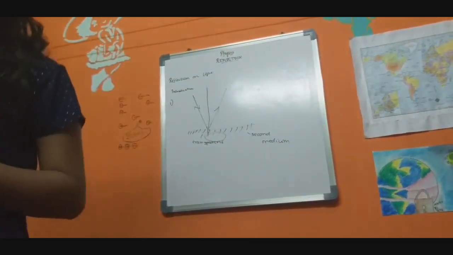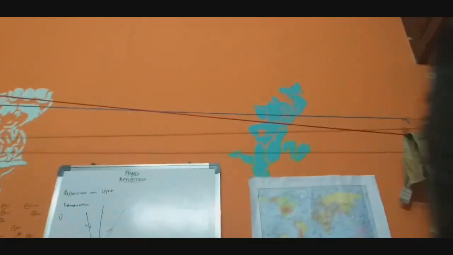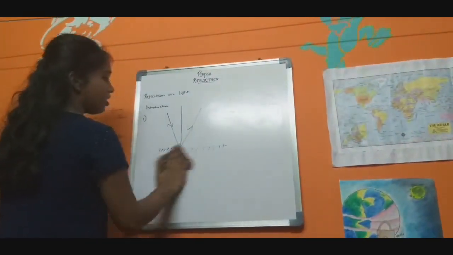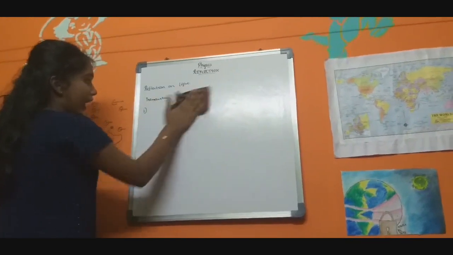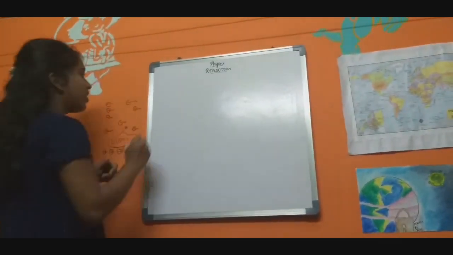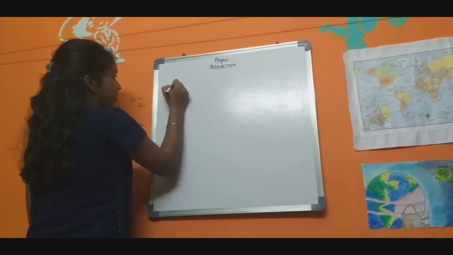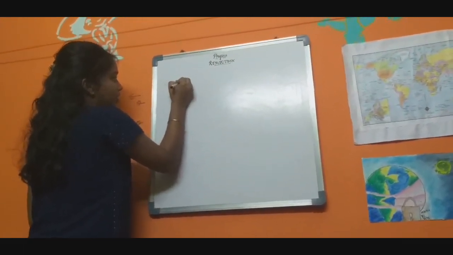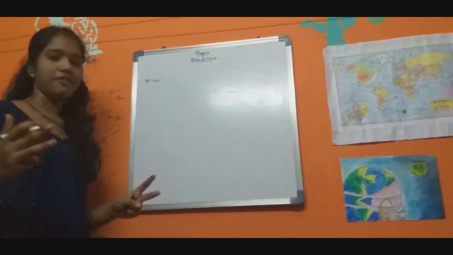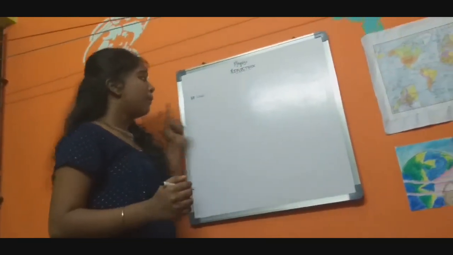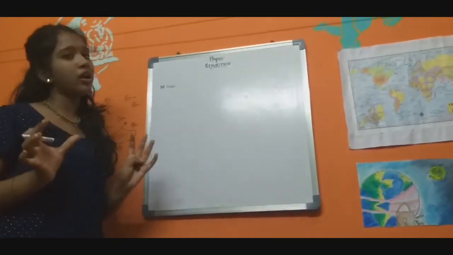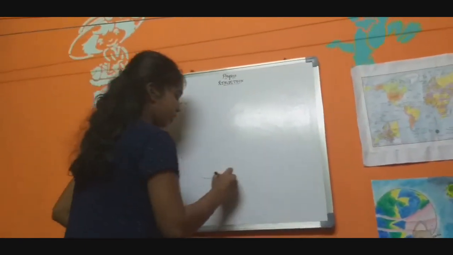Then, we are going to see the laws of reflection. What is meant by laws of reflection? There are two laws of reflection. One is the first law. Before this topic, we have to draw a diagram. From that only we can understand.